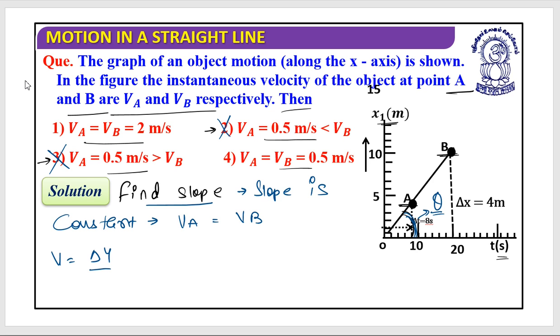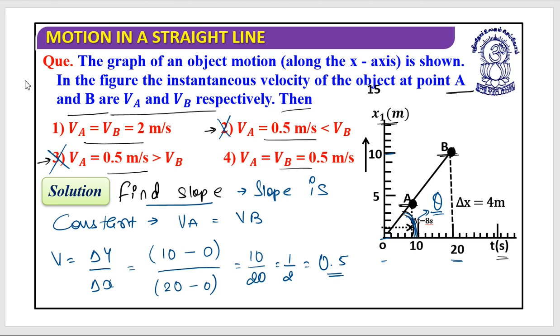It's delta y by delta x. So what would be the value of delta y? It is 10 at the initial, 0 at the ending. This is 10 minus 0, divided by, what is the delta x? It's 20 at the ending and 0 at the beginning, so this is 20 minus 0. So this is 10 is to 20, which is 1 by 2. 1 by 2 is 0.5. So this would be the correct answer.